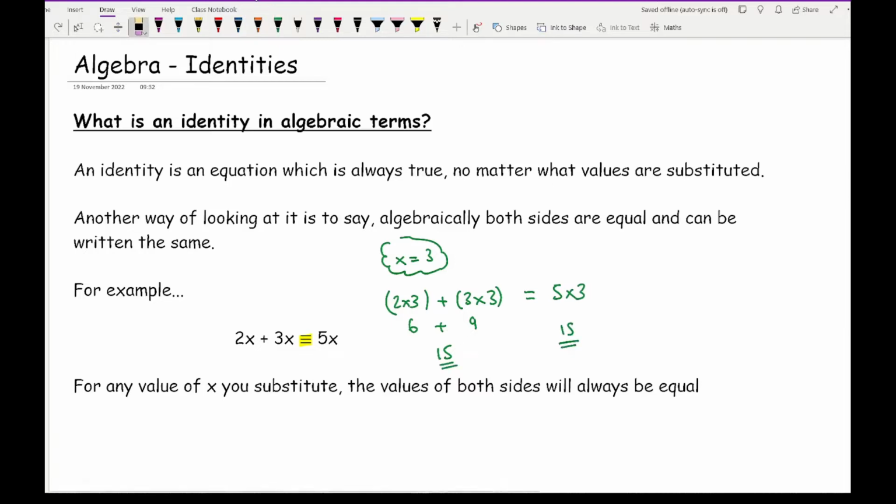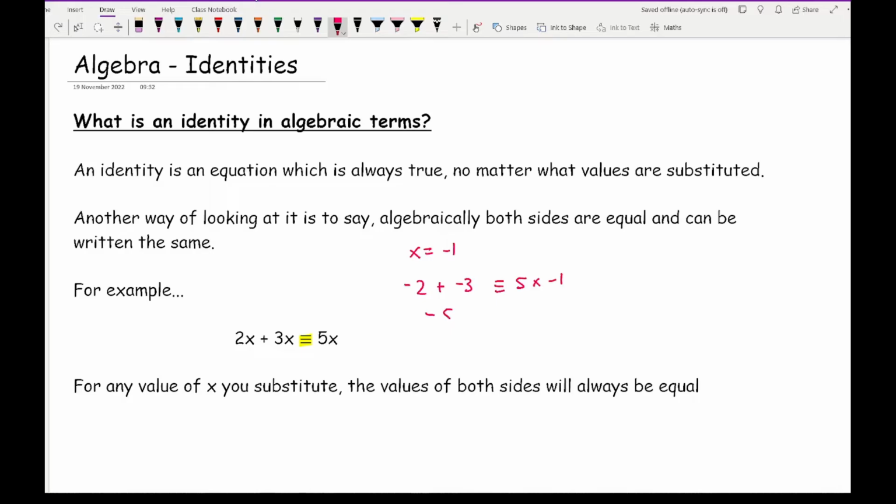And likewise, if I did, let's say x equals a negative number, just to prove a point, so let's say x equals minus 1, then the left hand side would be minus 2 plus minus 3, and on the other side we would have 5 times minus 1. So minus 2 plus minus 3, well a plus and a minus become a minus, so that's going to be minus 5, and that's going to equal minus 5, and as you can see both sides are equal.